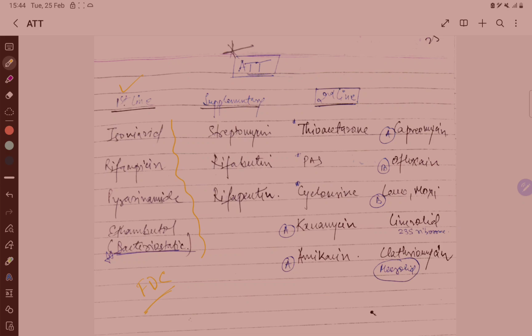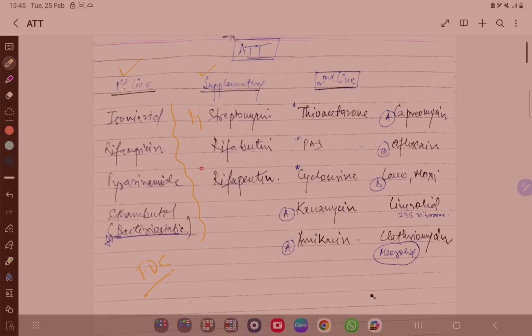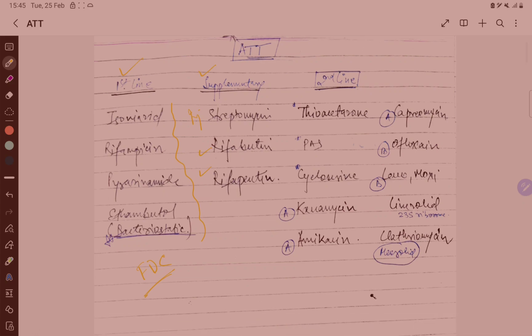Now there are other drugs, the supplementary drugs like streptomycin, which is in injectable form, Rifabutin, Rifampicin. These are supplementary drugs for anti-tubercular therapy. Now the second line drugs include thioacetazone, PAS, cycloserine, kanamycin, amikacin, capreomycin, ofloxacin, levofloxacin, moxifloxacin, linezolid and clarithromycin. So these are the drugs for anti-tubercular therapy.